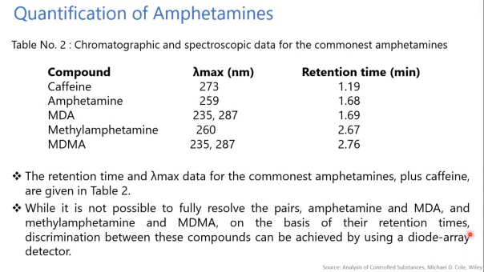While it is not possible to fully resolve the pairs, pairs means that the retention times are almost the same. You can call them a pair: amphetamine and MDA, and methamphetamine and MDMA are pairs, because there is very little difference in retention time. So, on the basis of the retention times, discrimination between these compounds can be achieved by using a diode array detector.